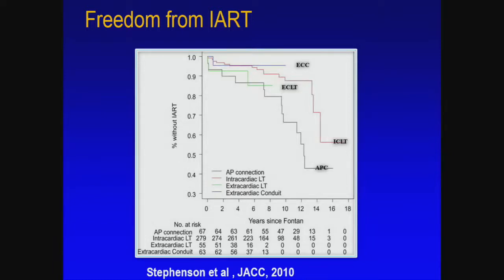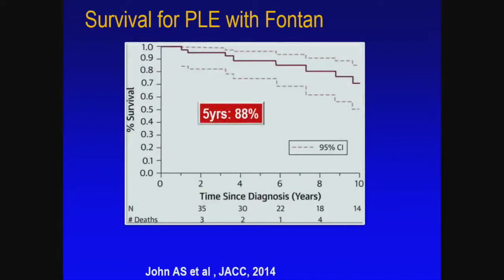Okay, another thing to remember is this. APCs, or atriopulmonary connections, the old kind of Fontan, have a higher incidence of intra-atrial tachycardia than the newer ones. There is no difference so far between extracardiac conduit and lateral tunnel, okay?